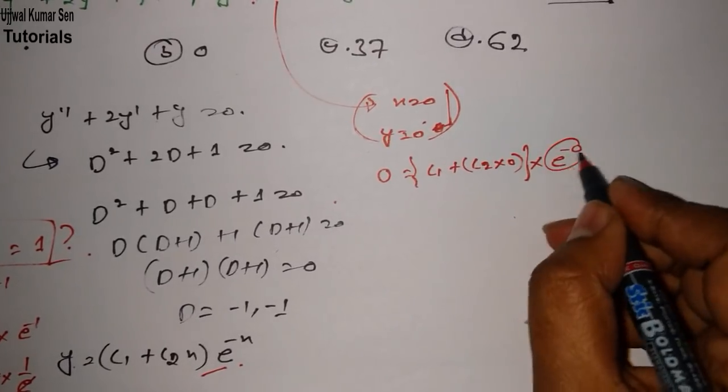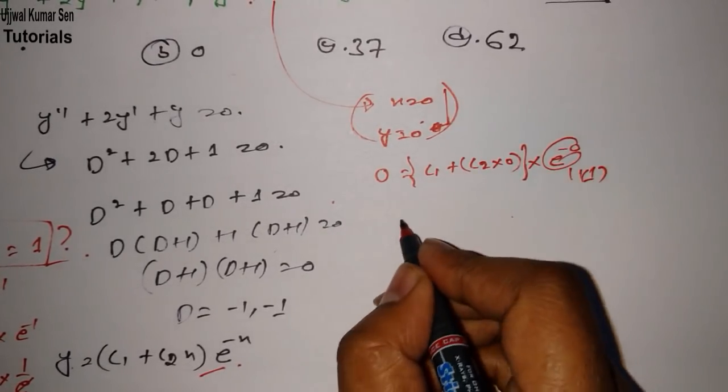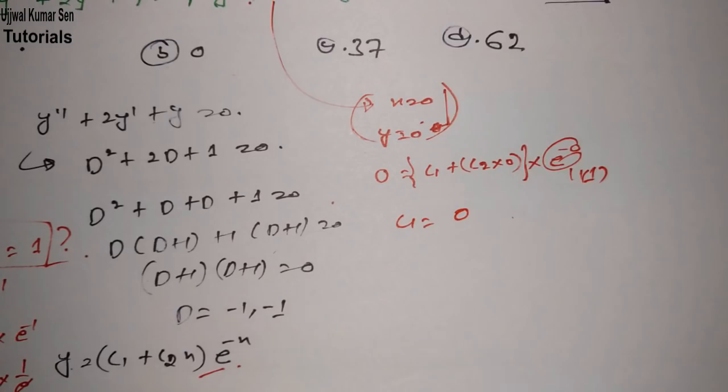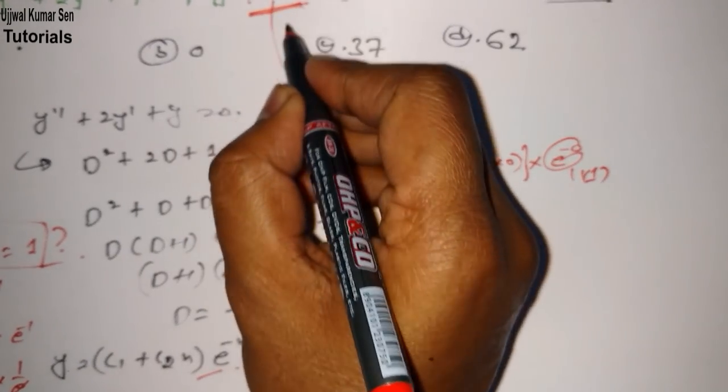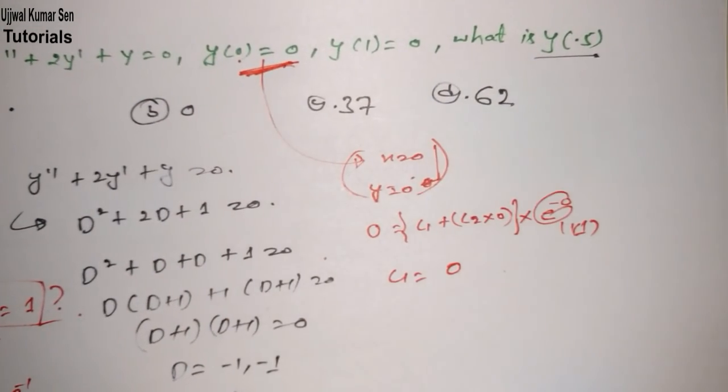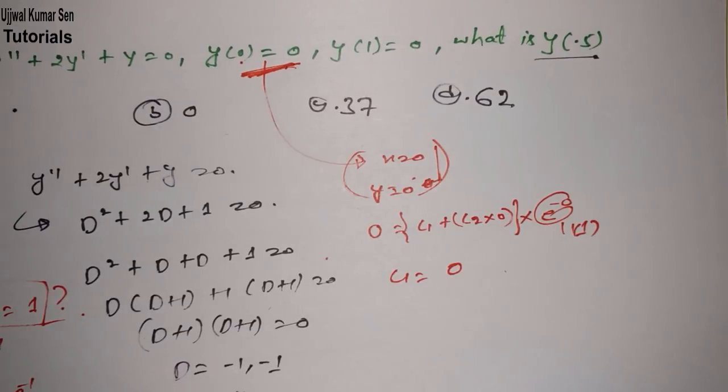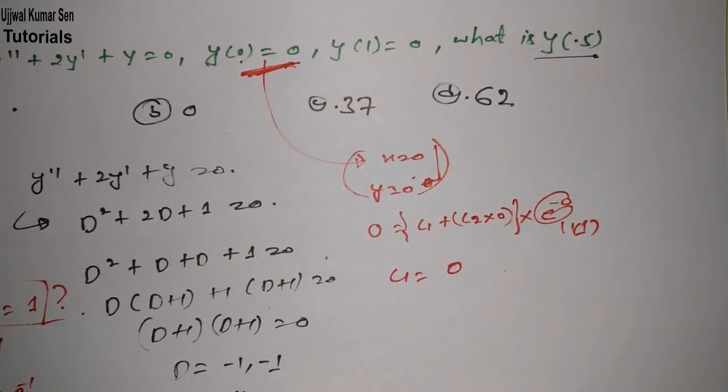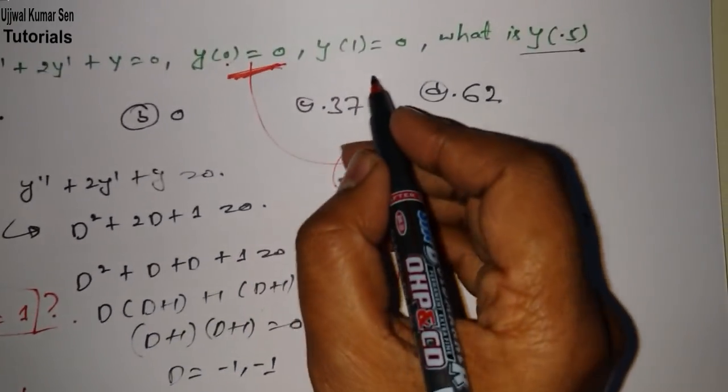So this has become 1, right? So what we can say from this is c1 equal to 0, if we are taking this condition y0 equal to 0, that means if x equal to 0, y equal to 0, then we can say c1 equal to 0. Now let's go for the next case.